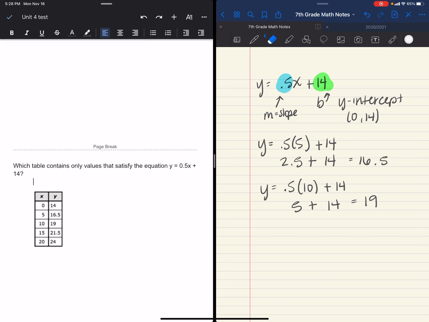There we go, guys. If we're not confident, then you could keep going. You could do 0.5 times 15 plus 14, and then 0.5 times 20 plus 14. That will come out to 21.5, and it will come out to 24, which means that this table matches y equals 0.5x plus 14.